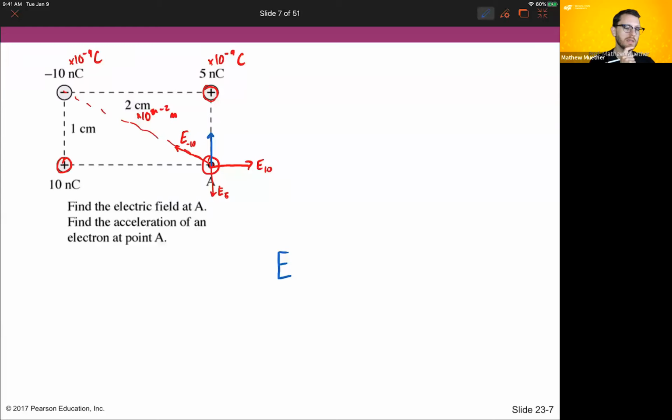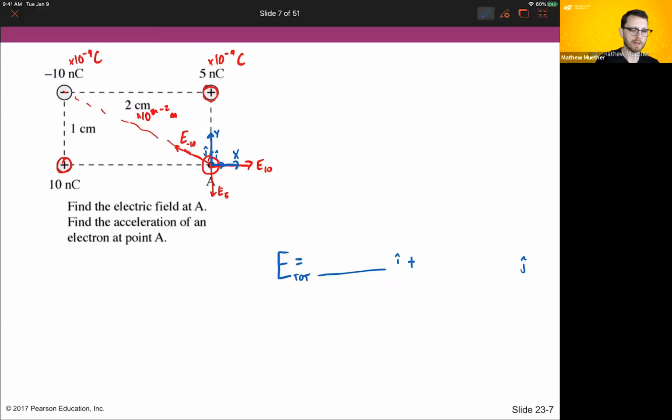So in this one, it's always a free choice, but I see that it might be convenient to define one part of my coordinate system pointing up and another pointing to the right. We'll call those x and y, defining the unit vectors i, pointing to the right, and j, pointing upwards. So we want to find the total electric field in terms of unit vector i and unit vector j.